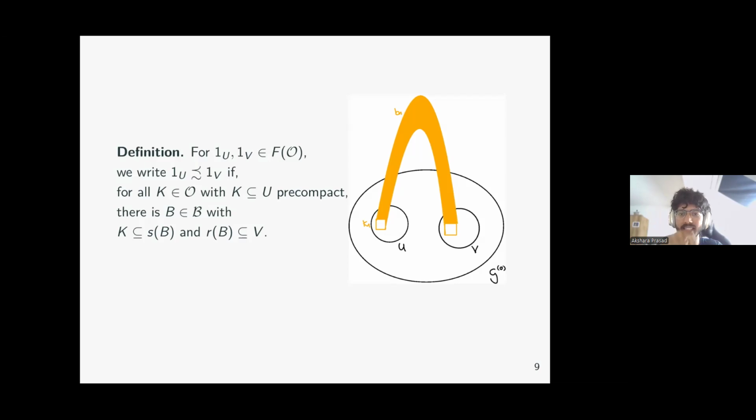Here I've denoted K and the range of B as squares because they're pre-compact. Something to note is that the source of B need not be exactly K, it just needs to contain K, and the range can be anything, we don't have to worry about it. And if we can do this for every pre-compact set inside U, then we say U is dynamically below V. And since f and g are finite sums of characteristic functions like this, if you can do this for all those sets in the support, then yes, it's dynamically below.